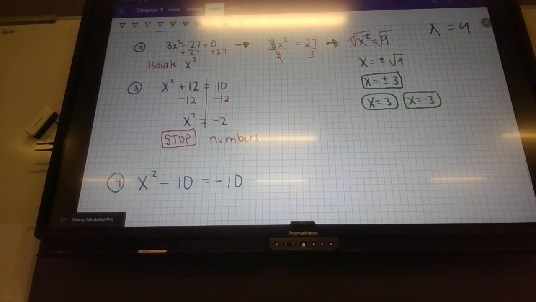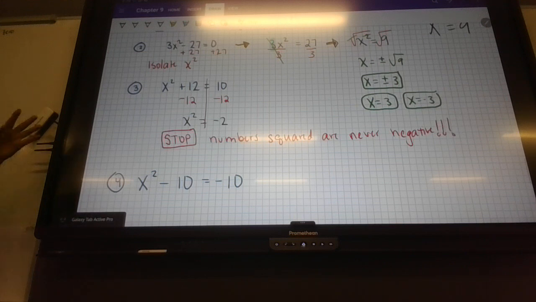Numbers squared are never negative. So this will be a trick question that you stumble across. If you get x squared and it comes out negative, you stop and you say no real solution. So number 2 had 2 real solutions, both positive and -3. Number 3 has no real solution.